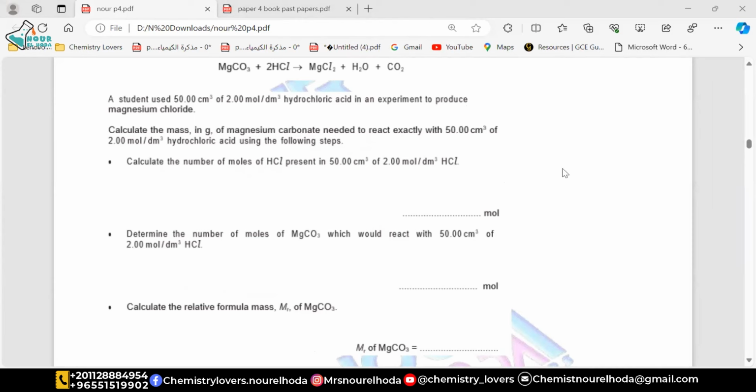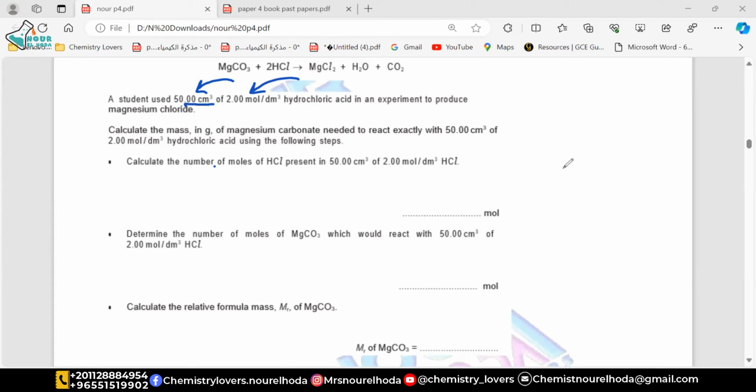Let's do the molar ratio. I think it's trickier. So what should we do now? The first step, I need to get the given. I need to check what the given is. Here the given is 50 centimeter cube with 2 mole per decimeter cube. So what should I do?